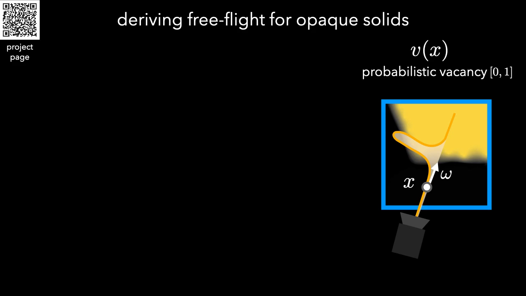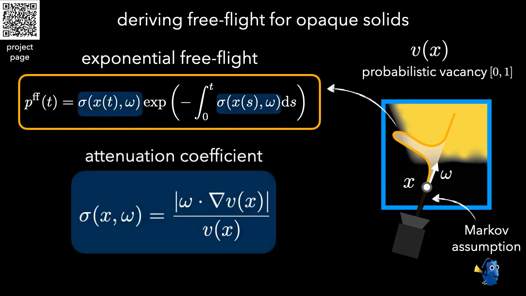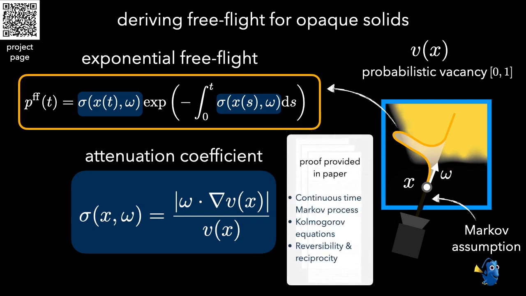In our context, Markovianity means that the probability of first intersection along a ray is independent of the past history of the ray. We prove that the free flight distribution for stochastic opaque solids is exponential, just as in the classical case of translucency. We also prove that the attenuation coefficient of this exponential equals a simple function of the probabilistic vacancy and its gradient. Our paper provides a rigorous proof which relies on the Kolmogorov equations from Markov processes and reciprocity constraints from physics.